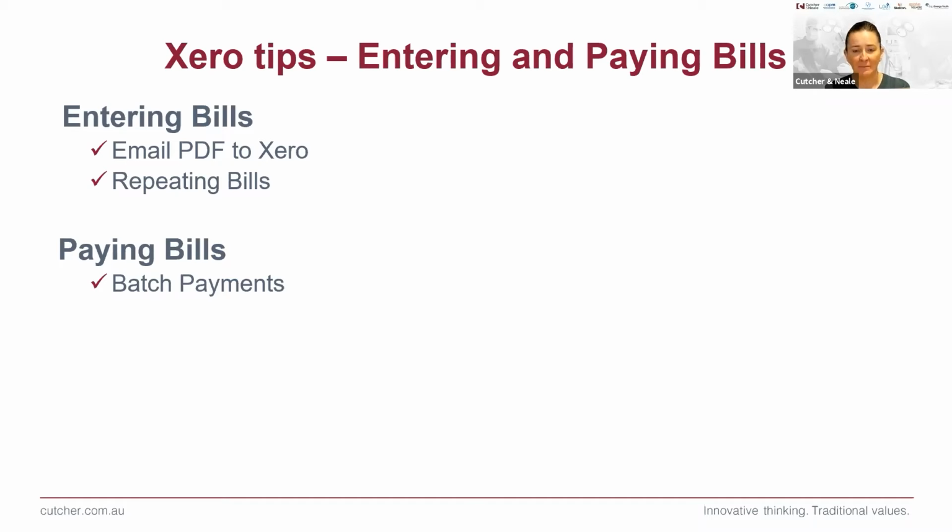You can create that in a batch ABA file, is what they call it. And you can upload that to your internet banking. So this batch payment will debit one amount from your bank account and pay all the various suppliers for you.